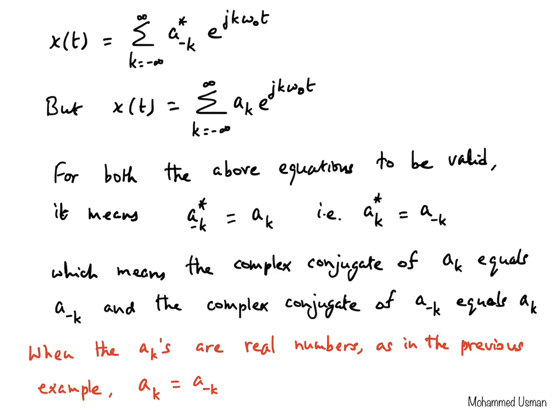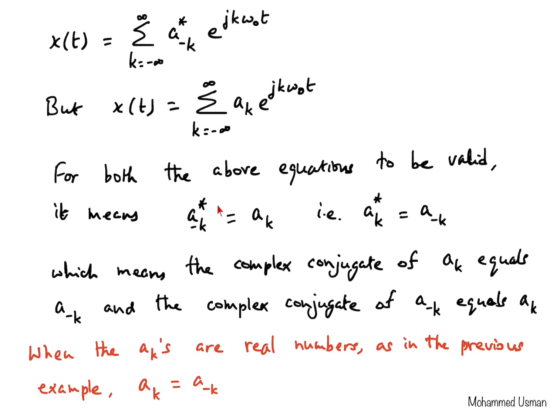They are both equal. So for these two to be equal, it implies that this a minus k star is equal to ak. Only then these two are identical. Only then these two equations are meaningful, because both are representing x of t. So that is only possible if a minus k star is equal to ak.